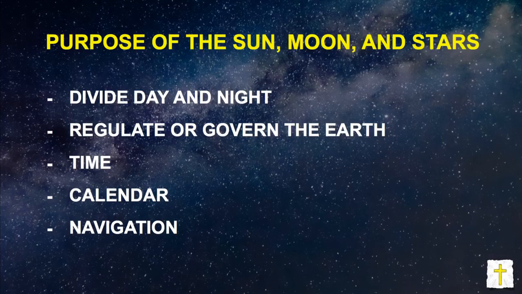I'm going to pull up this chart here. The purpose of the sun, moon, and stars. Number one was to divide the day and night, to regulate or govern the earth. We'll talk a little bit about that. Time. There would be no time if there was no movement of the sun, moon, or the stars. There would be no way to have a calendar. And another important usage of the stars was for navigation. All right. So a lot of different reasons.